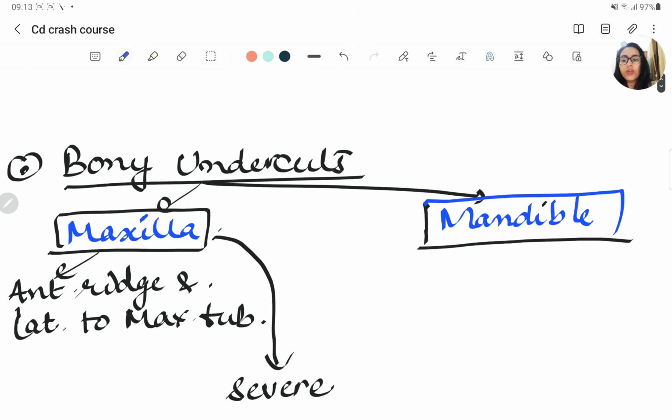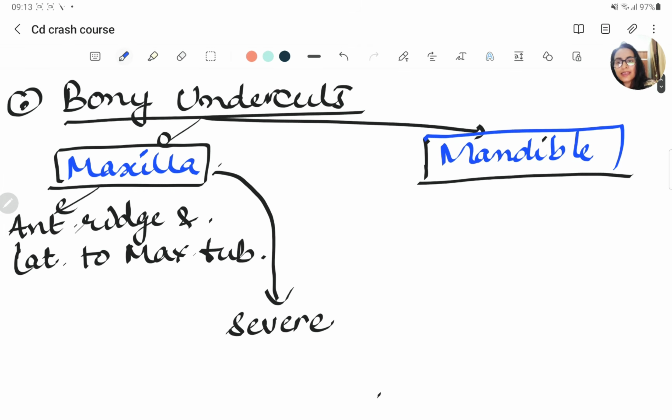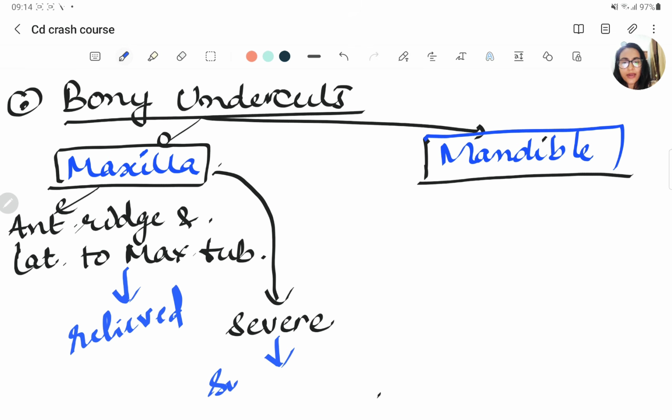Then what if bony undercuts are present? If undercuts in the bone are present in the maxilla, in the anterior ridge and lateral to the maxillary tuberosity, then they should be relieved in the denture. But if the bony undercuts present in the maxilla are severe, then we have to surgically remove them.